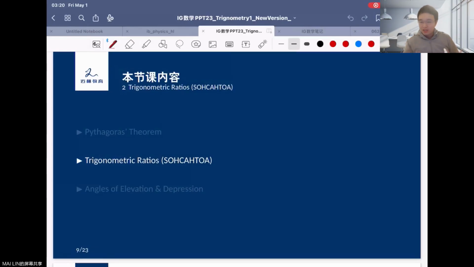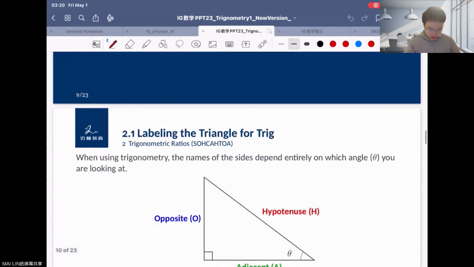Hello guys, today our topic is about the trigonometry ratios. So let's move into the first part about the trigonometric ratios.